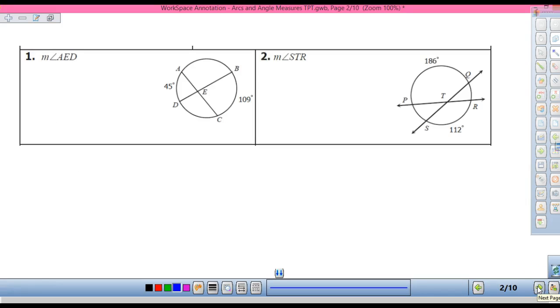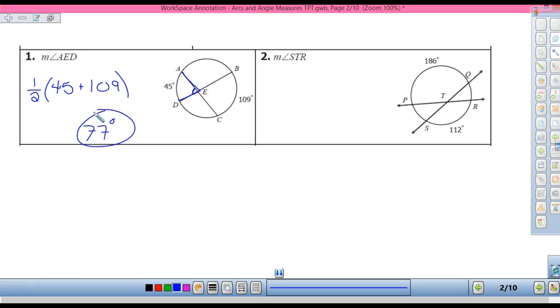All right, so if we are finding AED, so this guy right here, what's my formula? 1/2 the measure of arc AD, which is 45 plus 109. So you're taking 45 plus 109, hitting enter. You're probably going to want your calculators. What is it, Paige? 77 degrees.